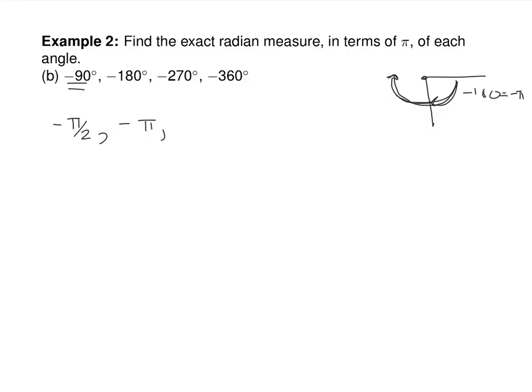If I go negative 270, that's up to here, right? Negative 3 pi over 2, which is the same thing as 1.5 pi, right? But nobody ever writes it as 1.5 pi. They always write 3 pi over 2. And then what's negative 360? Negative 2 pi.